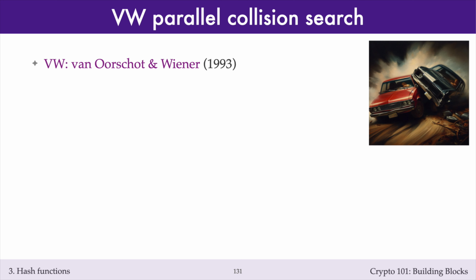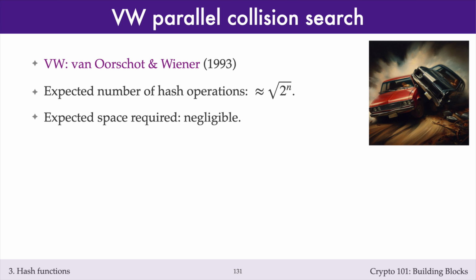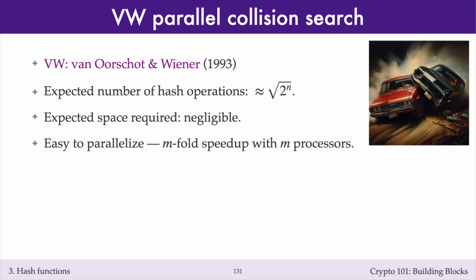We'll next study a generic collision finding algorithm due to Paul van Oorschot and Michael Wiener from 1993. The expected running time of the VW attack is the same as a previous generic attack, namely the square root of 2 to the n hash operations. However, the expected space required for the VW attack is negligible.